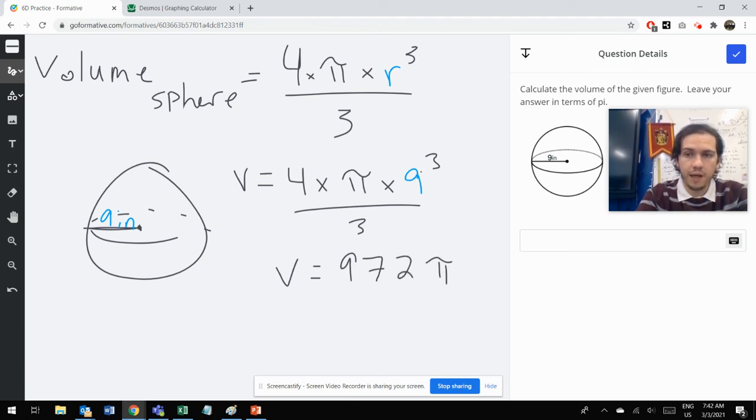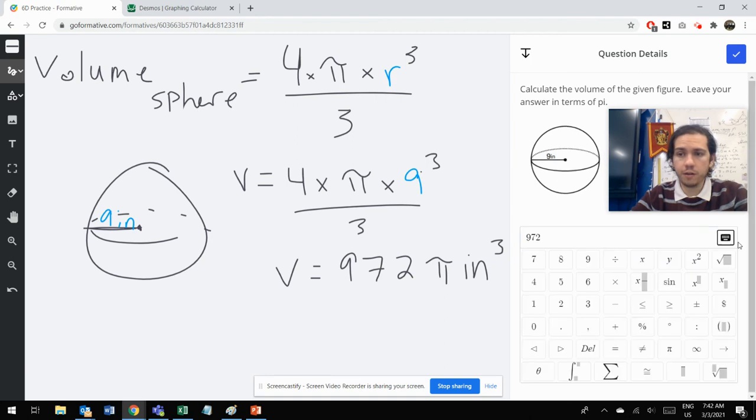Here's where I'm going to put pi, and it's inches, so I'm going to do inches to the third power. And that's how we find the volume of a sphere. It's very, very simple in terms of the numbers that you need to find. There's only the radius that you care about.